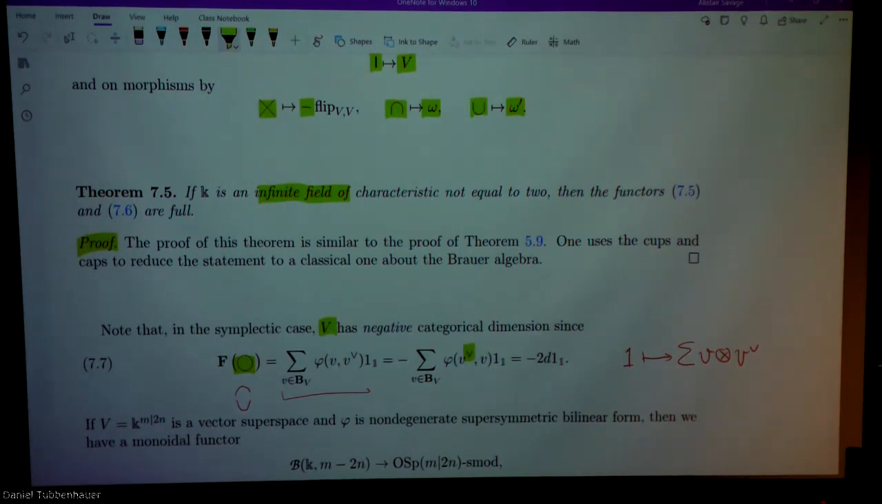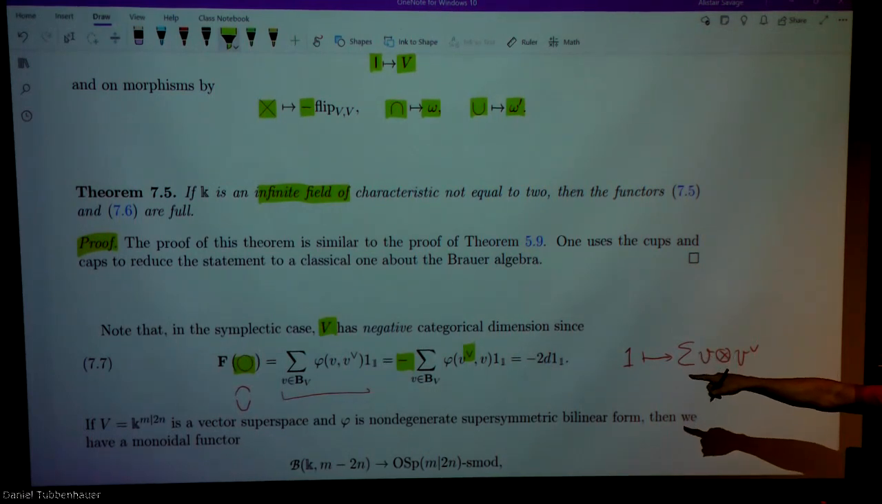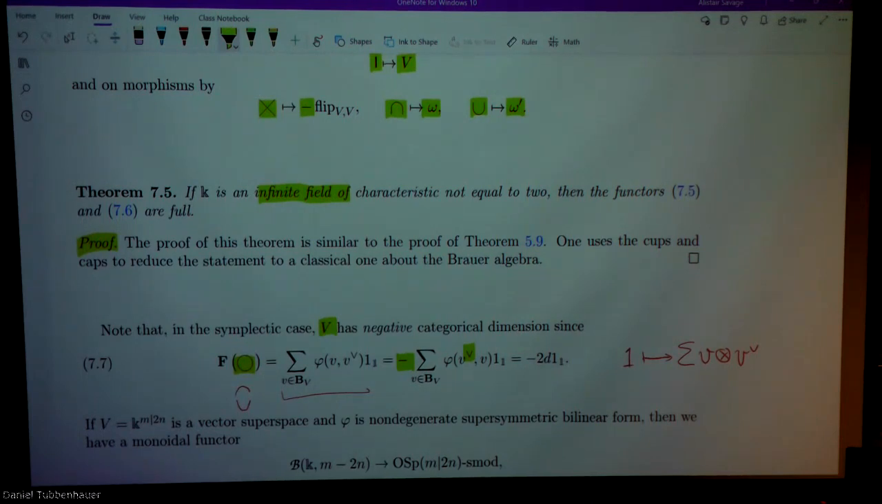But this is a skew symmetric form. So when we flip it to put the dual on the left, we pick up a minus sign. And now all of these V checks paired with V's are 1. And you have exactly 2n summands here, because we have 2n basis vectors. So you see you get minus 2n. So you see the categorical dimension is negative for the symplectic group.